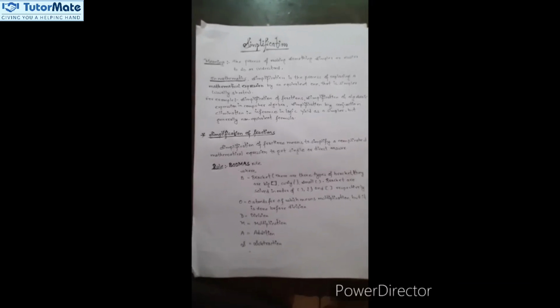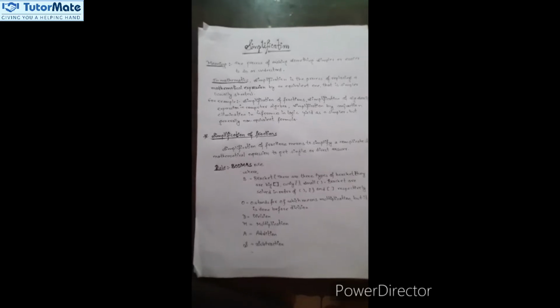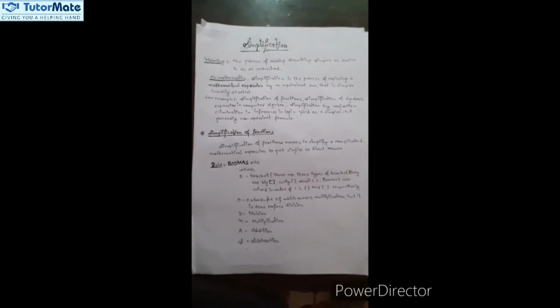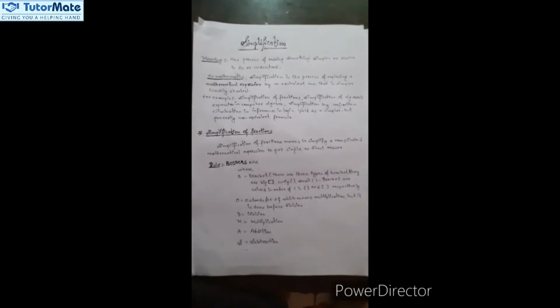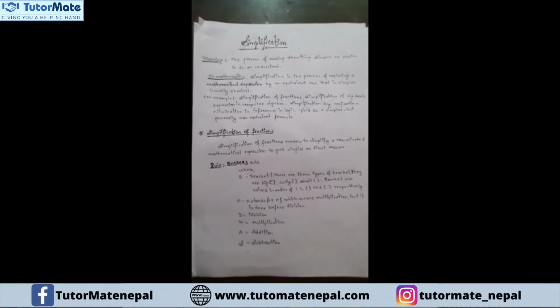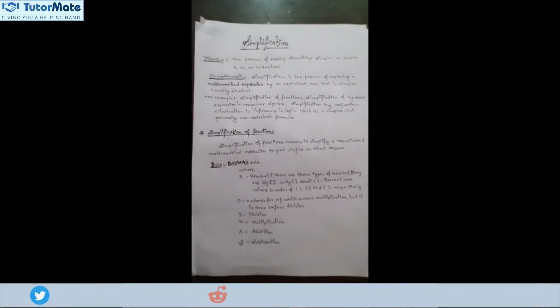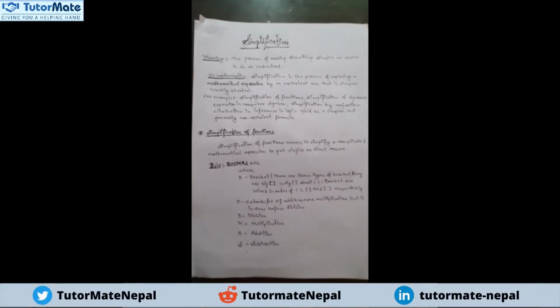To understand in simple words, simplification means to get the shorter value of something. So today let's do the simplification of a fraction. Simplification of a fraction means to simplify a complicated mathematical expression to get a single, direct answer. There is only one basic rule for simplification, that is the BODMAS rule.